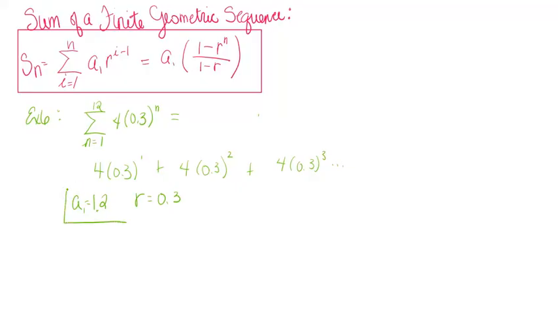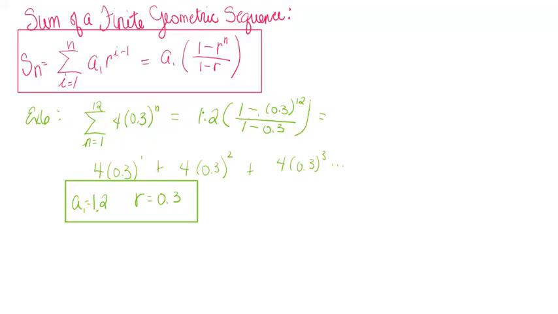So now that I know my first term and I know my r, I can substitute it into this formula up here, which would be my first term, which is 1.2, times 1 minus 0.3 raised to my n. In this case, my n is 12 because I'm going all the way up to 12, divided by 1 minus 0.3, which would be 0.7.